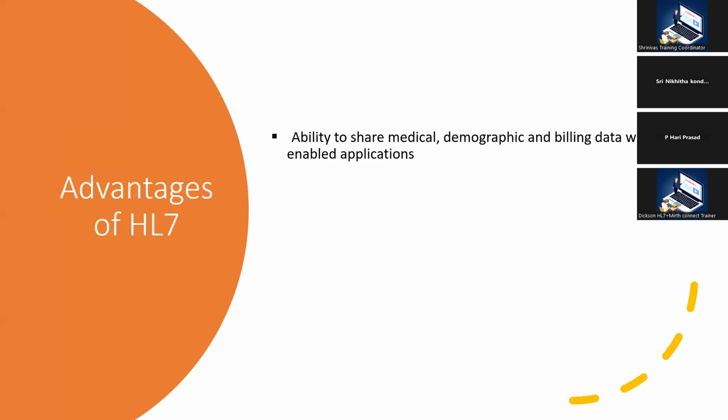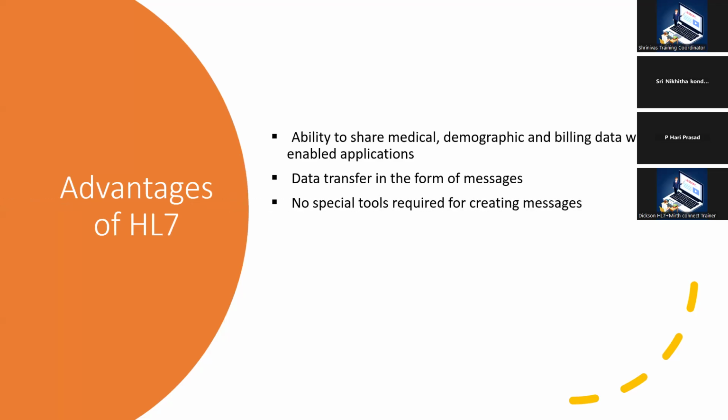So what are the advantages of HL7? It helps us share medical data, demographic data, billing data, and so on. Data will be transferred in the form of messages. You do not need any special tools if your application supports generation of HL7 messages. If not, you just need one integration engine which can do that work for you. The code is in ASCII format, which means it is human readable. When you look at an HL7 V2 message for the first time, even without understanding the structure, you can still make out a few data points just by looking at it.